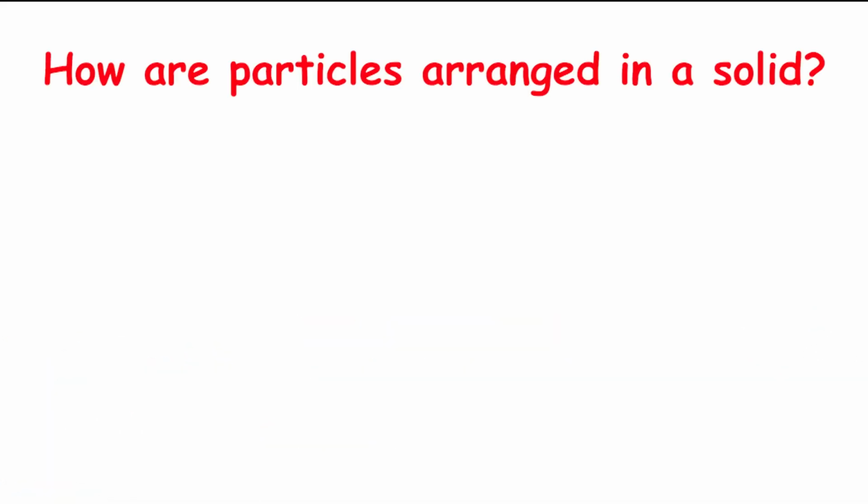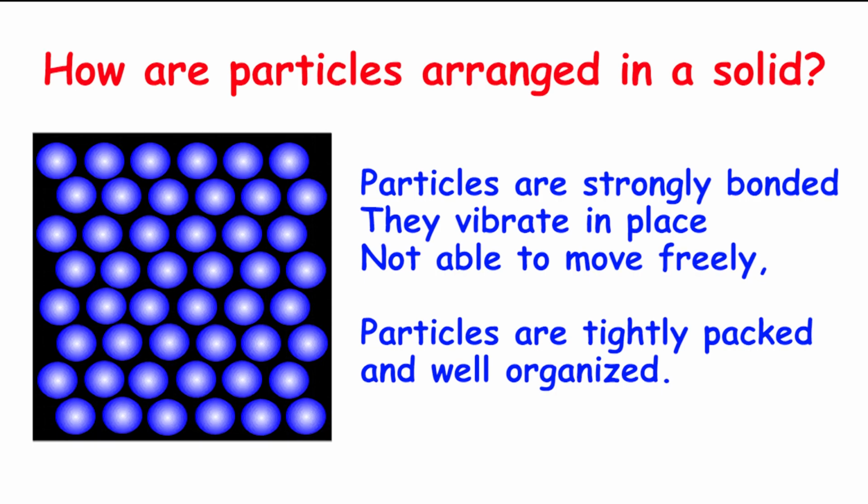How are particles arranged in a solid in order to have a definite shape and volume? Particles in a solid are strongly bound to one another, so they vibrate in place and are not able to move freely. Accordingly, they are tightly packed and well organized. This rigid structure will give the solid a well-defined shape and volume.